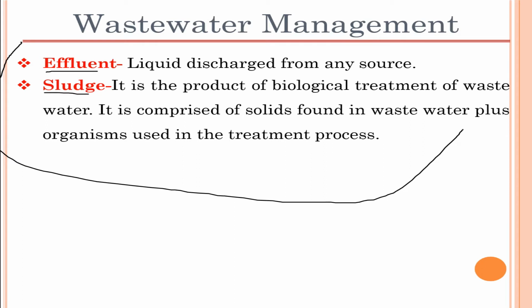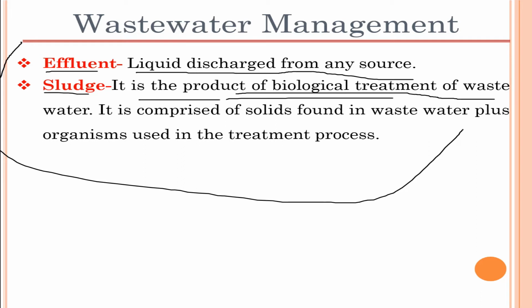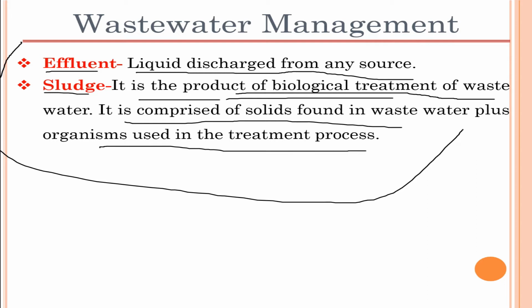Effluent is the liquid discharge from any source, something that is leaving the source. And sludge is the product that is formed after decomposition. It is the product of biological treatment of water or wastewater, and it is comprised of solids found in wastewater plus organisms used in the treatment process.